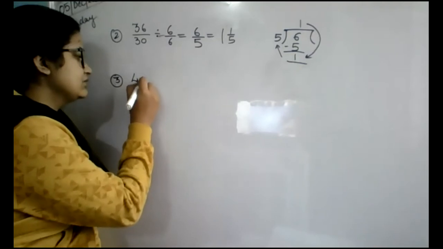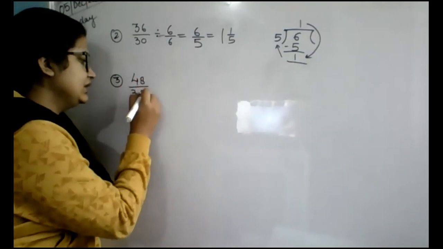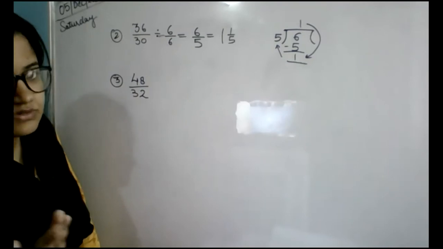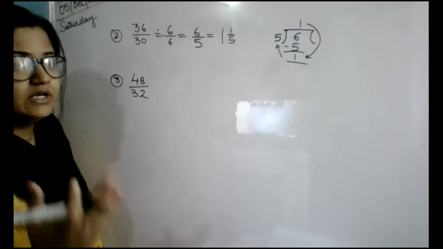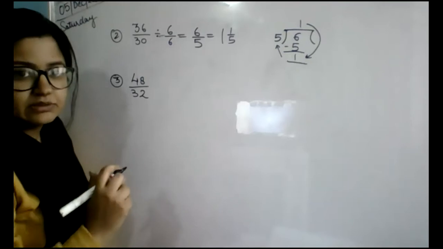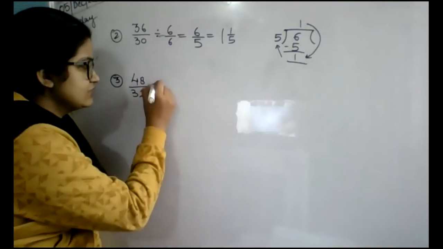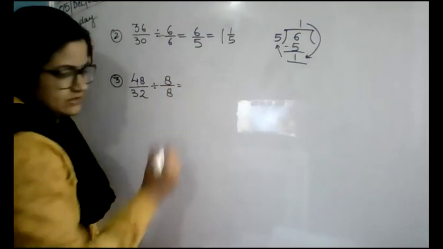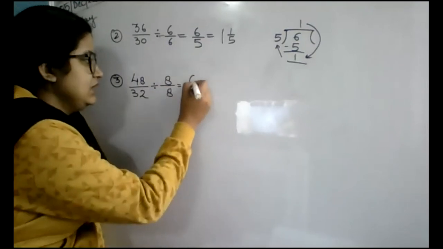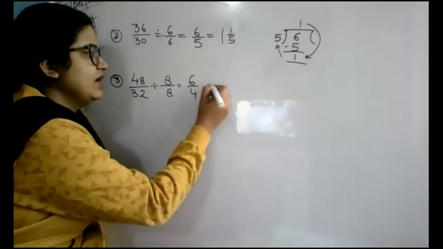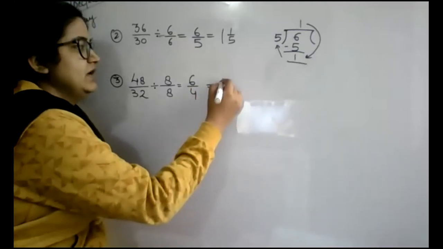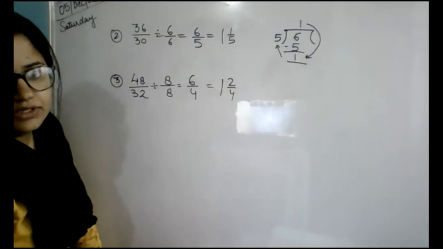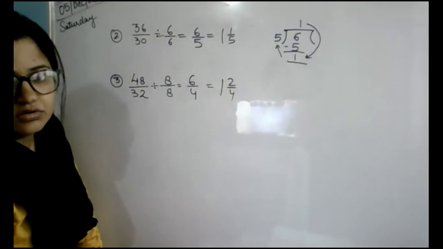48 upon 32. Some of you say it will come in the table of 4, some of you say it will come in the table of 8. But most of you have done it in the table of 8, so I'm also going to do it in the table of 8. Both of them are coming in the table of 8. 8 6s are 48, 8 4s are 32. Most of you have written 1 whole number 2 upon 4. And this is wrong.